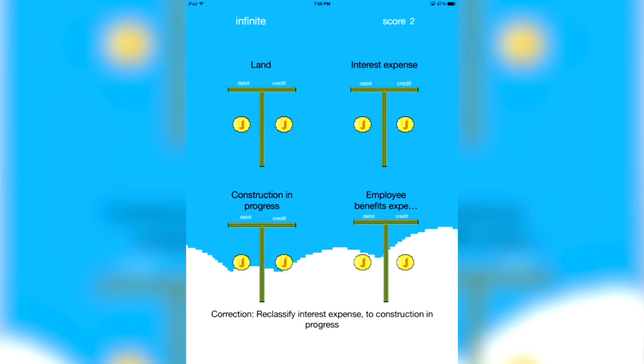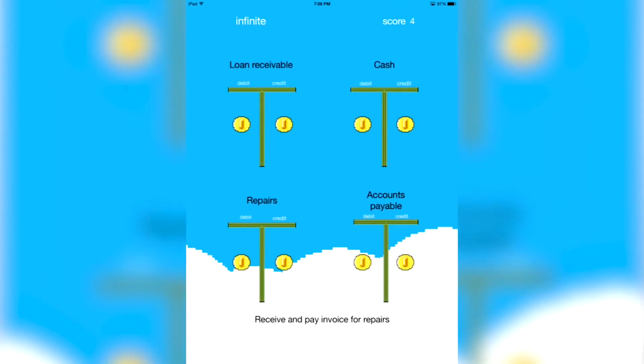So reclassify interest expense to construction in progress. This would be the correction of an error. Interest was incorrectly expensed, so I'm going to reverse that out. And now construction in progress gives me my other side of the entry. So I hit the credit, this has got to be debit. Okay, only 2.